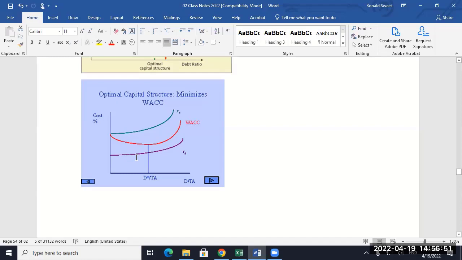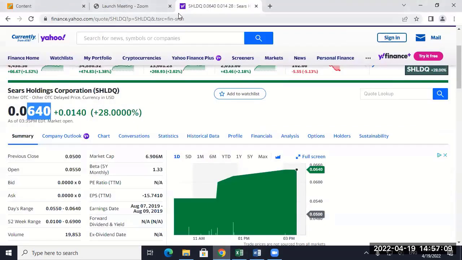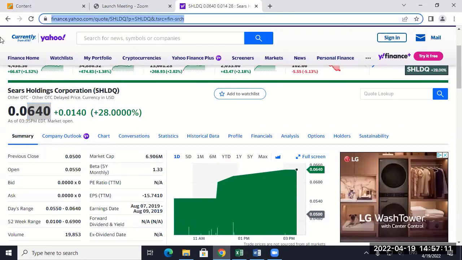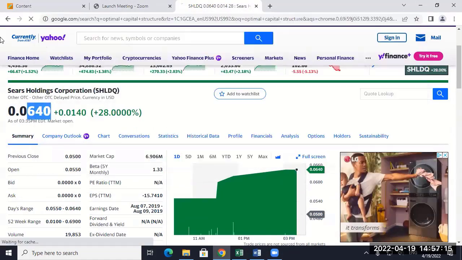The problem is, I don't think if you combine this purple and green line, you would actually get this red line. The purple line to me is not net of tax. So this cost of debt is just the cost of debt, ignoring the tax shield. But those are the ones you can do. You can find other ones out there just by typing optimal capital structure.